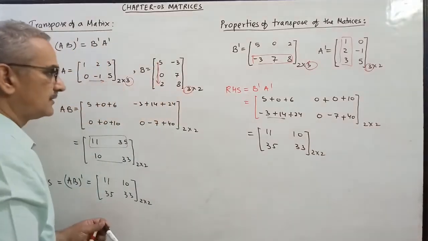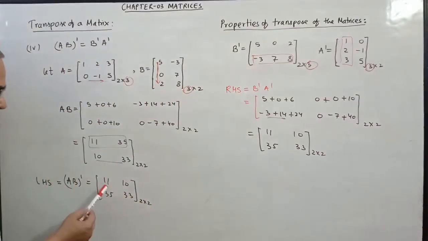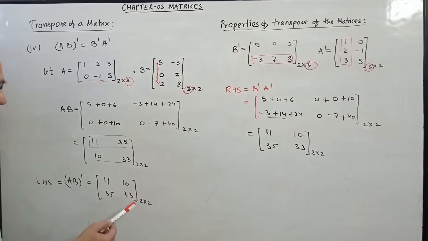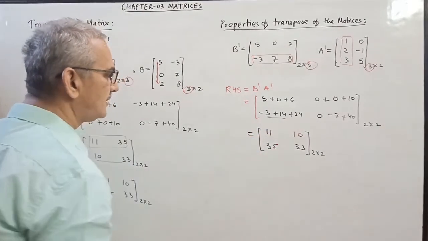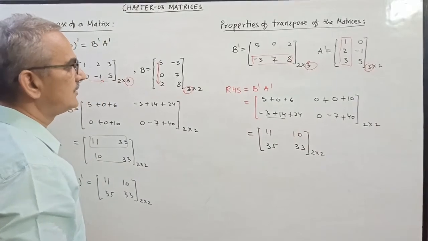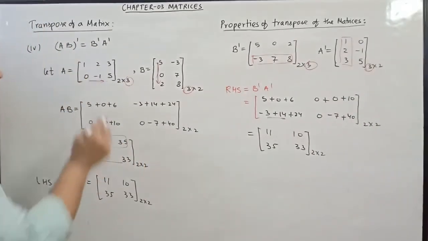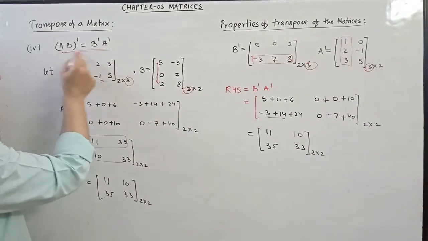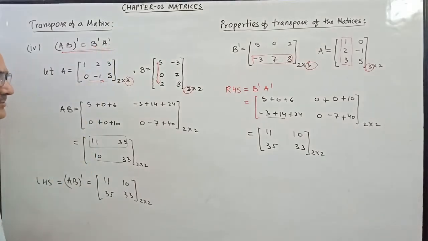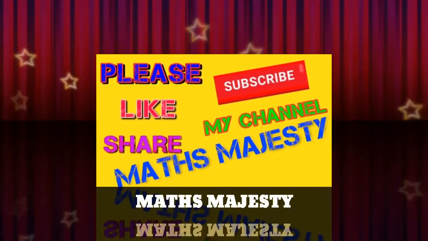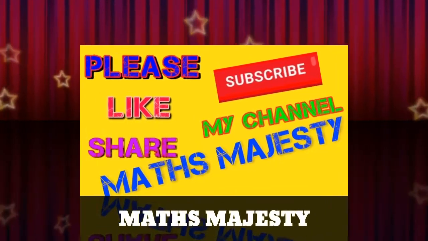So what are you seeing here? The left hand side is 11, 10, 35, 33, and the right hand side is also 11, 10, 35, 33. So they are same. Okay, so this was the fourth property, that AB transpose is equal to B transpose into A transpose. I hope that this is clear to you.